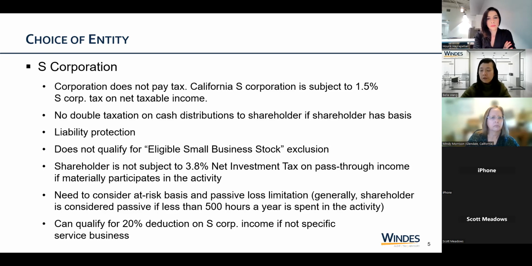However, there's also an additional rule you have to consider. If there's a loss from the S corporation, you need to make sure that you have enough basis to take the loss. And also, if you're not actively participating in the S corp activity, your loss from the S corp will be subject to the passive loss limitation. The other benefit of having an S corporation is that if it's a qualified business, I mean, not any specified service business, then you can get a 20% federal tax deduction on your share of the S corp income.